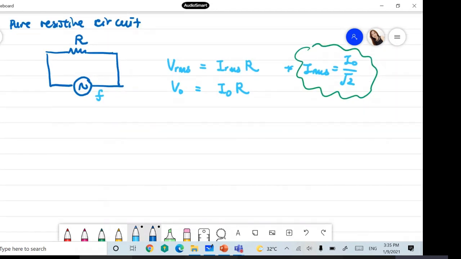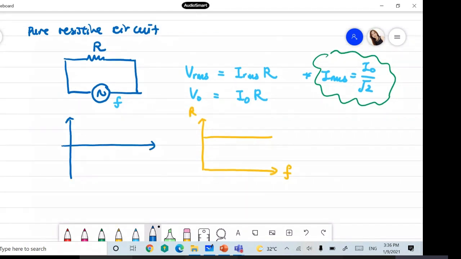So how about the frequency? What is the relation between the frequency and the resistor here? Will the resistance change if the frequency changes? The resistance versus frequency is actually a constant.